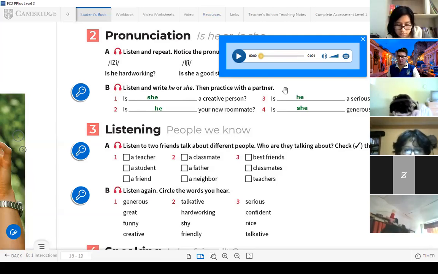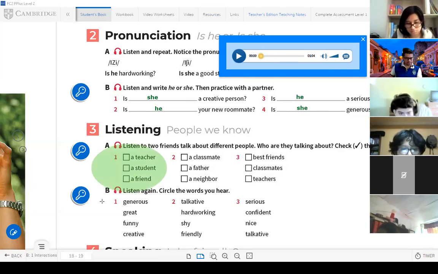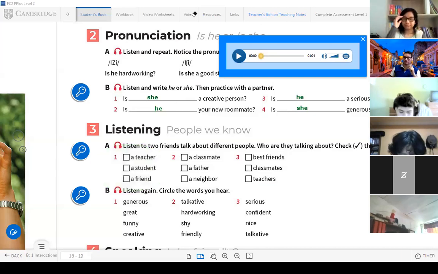Okay. Did you know? What are they talking about in number 1? You know the answer? You want to listen one more time? A teacher? He's a teacher. Oh, very good. They're talking about a teacher in number one, right? Excellent. What about number two? What are they talking about? A neighbor. Great. A neighbor, number two. And what about number three? A classmate. Great. Excellent. They're talking about classmates in number three. Right? Okay. Let's continue.